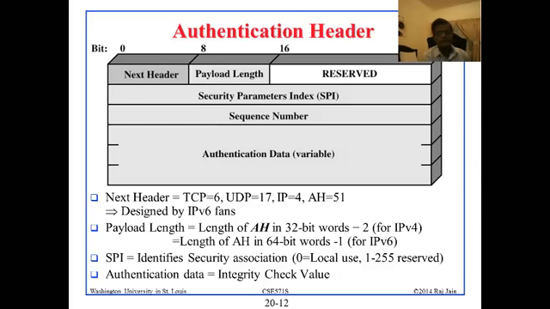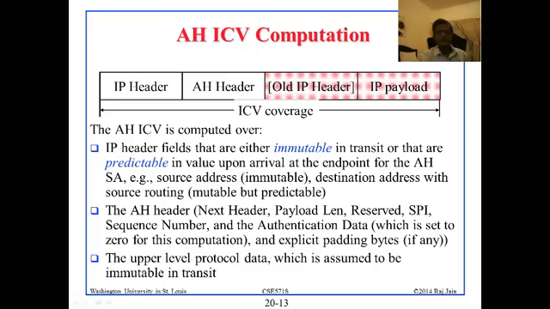Okay. So we know the next header, we know the payload length, we know how to use the SPI and so on. So integrity check value. That's all there is. There is no encryption in this case, right? Okay. So how do you compute the integrity check value? That's a little bit tricky.